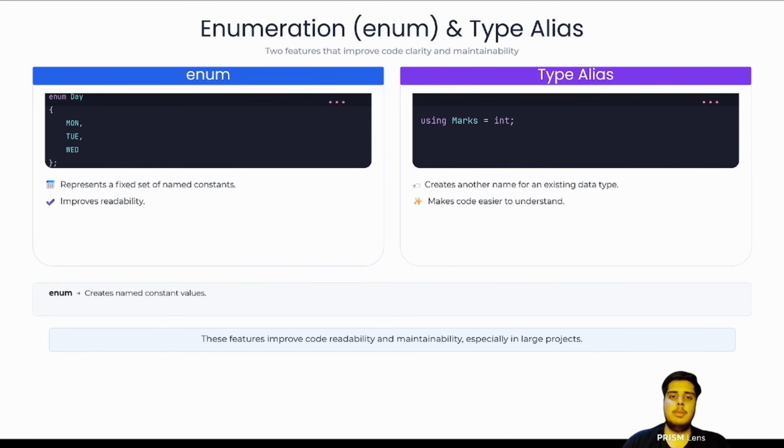Enumeration and type alias. Two features that improve code clarity and maintainability. Enum represents a fixed set of named constants. It improves readability, while alias creates another name for an existing data type, which makes code easier to understand. These features improve code reliability and maintainability, especially in large projects, and these are very useful to us.